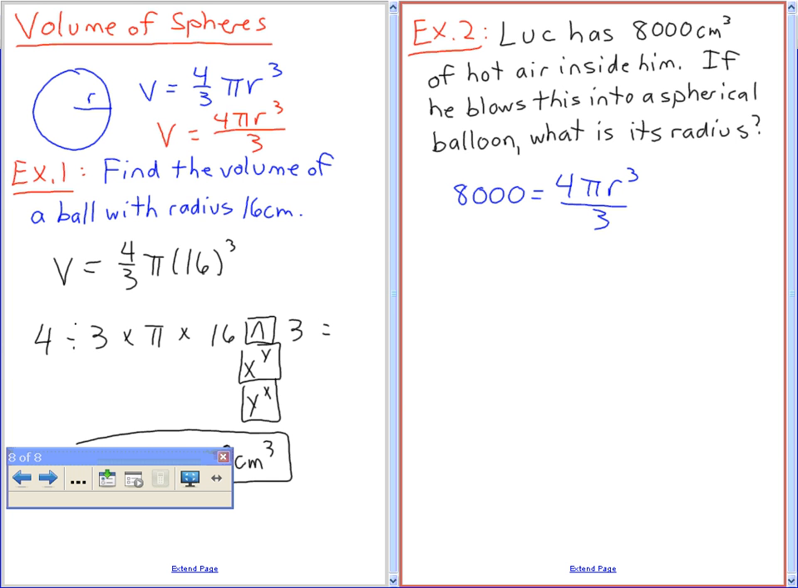What I did was I did 4 divided by 3 times pi. Okay, there's two ways to do it. Good. What Aiden did is he said 4 divided by 3 times pi. What'd you get for 4 divided by 3 times pi, Aiden? 4.19.